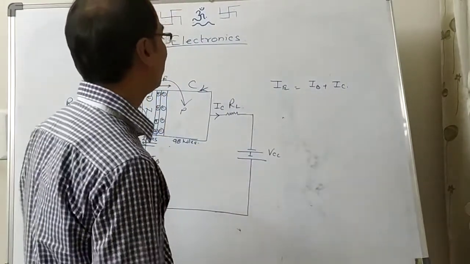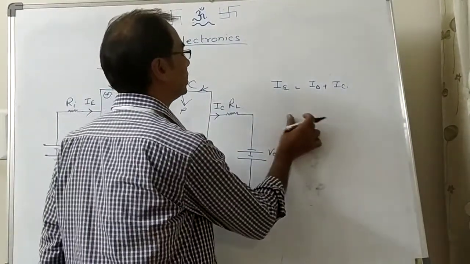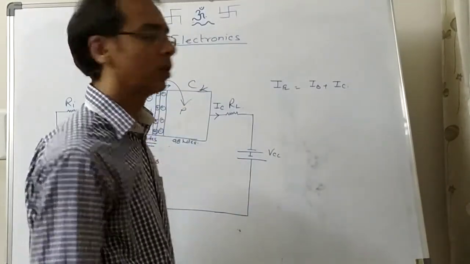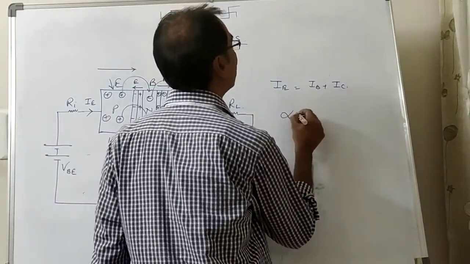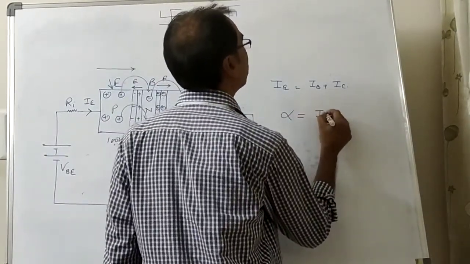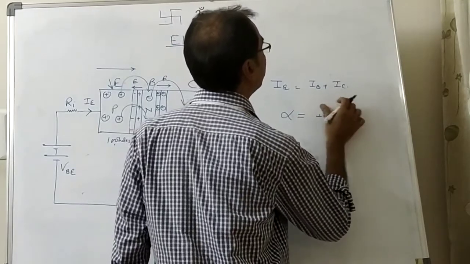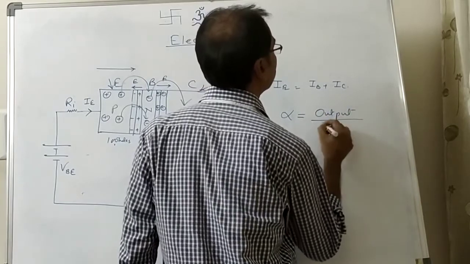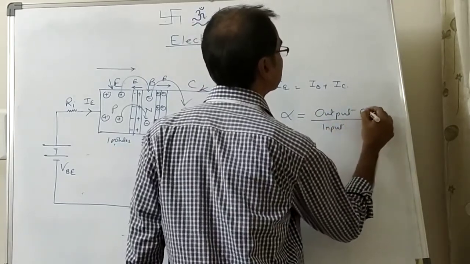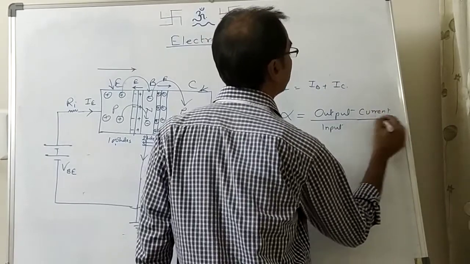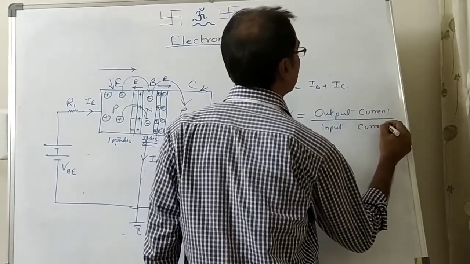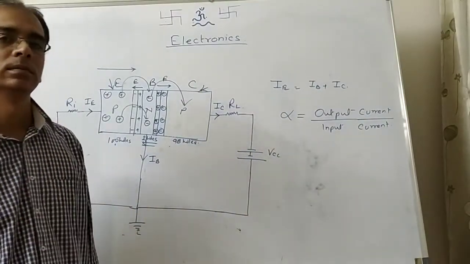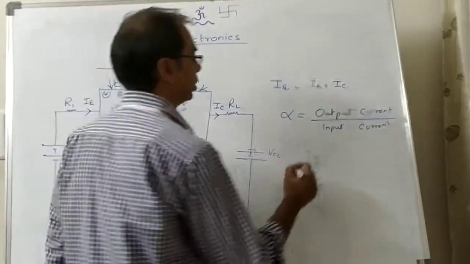Okay. So in common base, normally it is asked from us that what is current amplification, which is represented as alpha. Okay. Current amplification factor alpha. What is it? In DC we call it as output by input. Output current by input current. Okay. Now any type of transistor there, output is always IC. So output current is IC only.